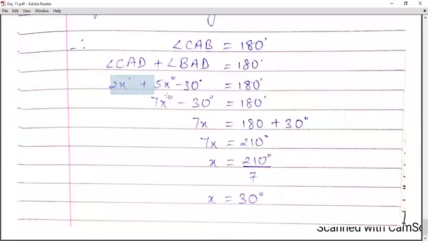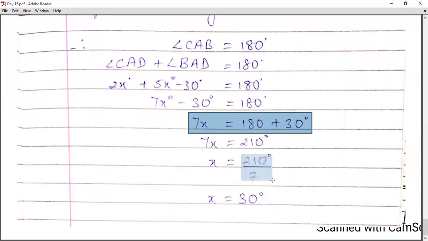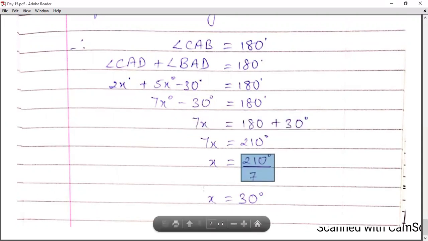Operating on x, 2x plus 5x will become 7x. 7x minus 30 degrees is equal to 180 degrees. Transferring 30 to the other side will change its sign. It will become plus 30 degrees. So 7x is equal to 180 degrees plus 30 degrees. 180 plus 30 will give you 210. Transferring 7 to the other side, the 7 will go in the denominator of 210. On simplification, you will get x is equal to 30 degrees.